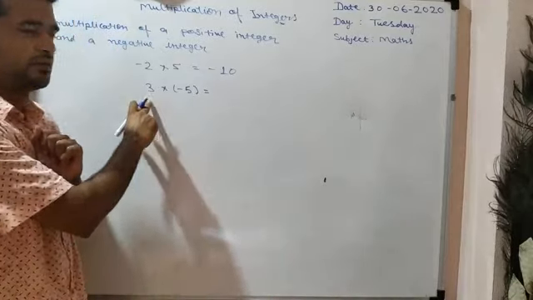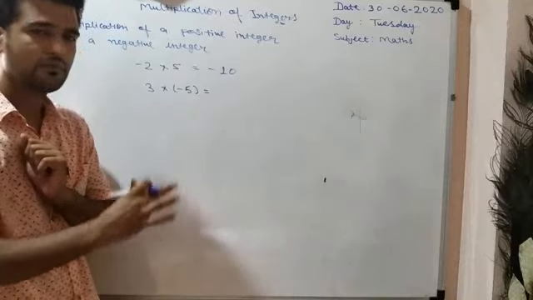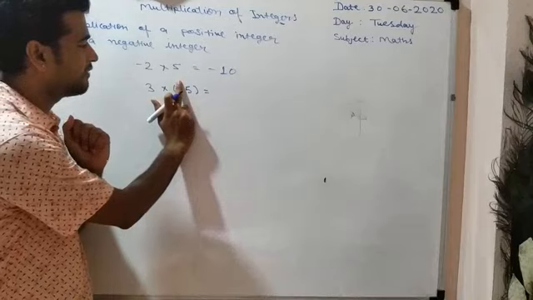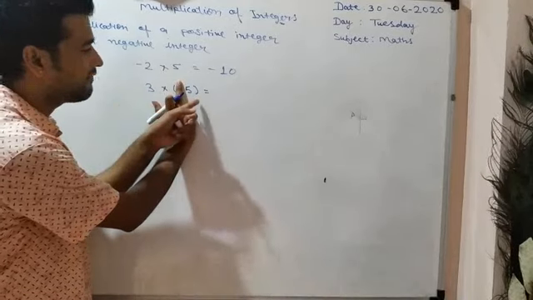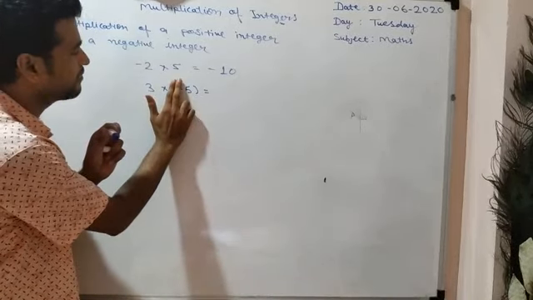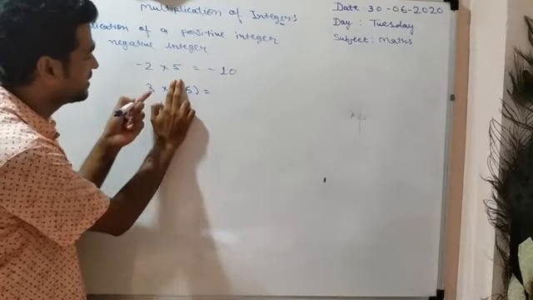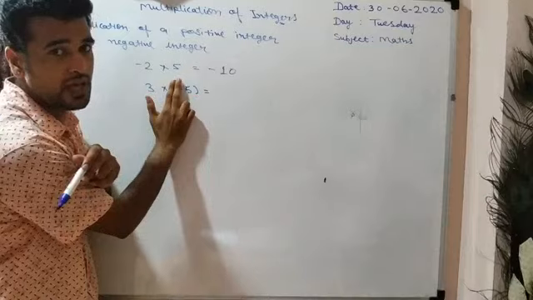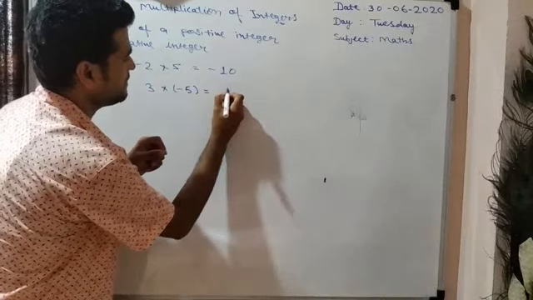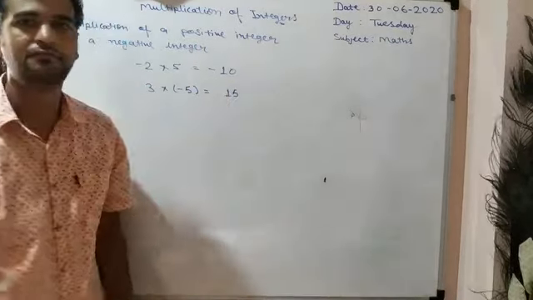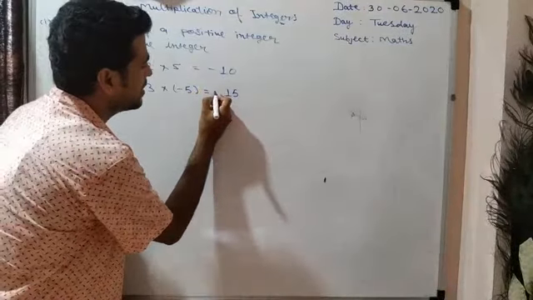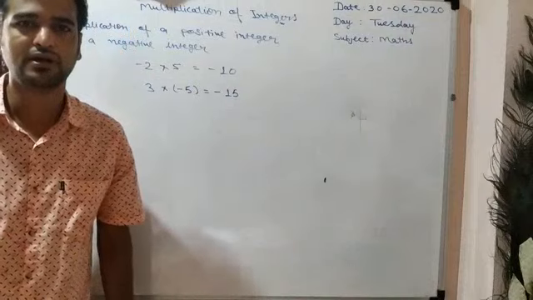So the same thing we will perform here. Just ignore the sign first. If we ignore the sign, what are the numbers? 3 and 5. What is 3 into 5? 3 5s are 15. So here we can write 15. Now how many signs do we have? A minus sign. So we will put a negative sign here. So what will be the result?